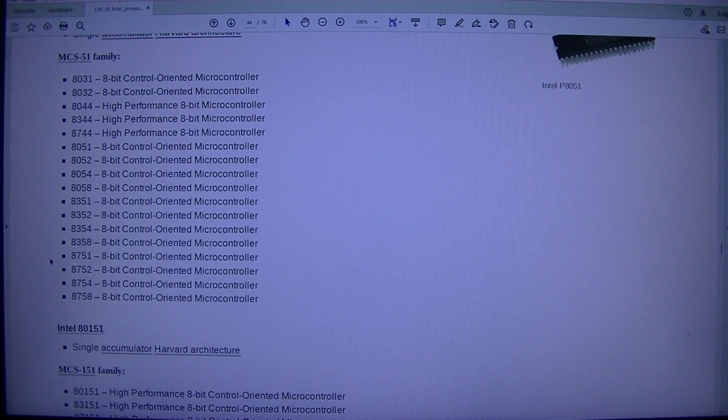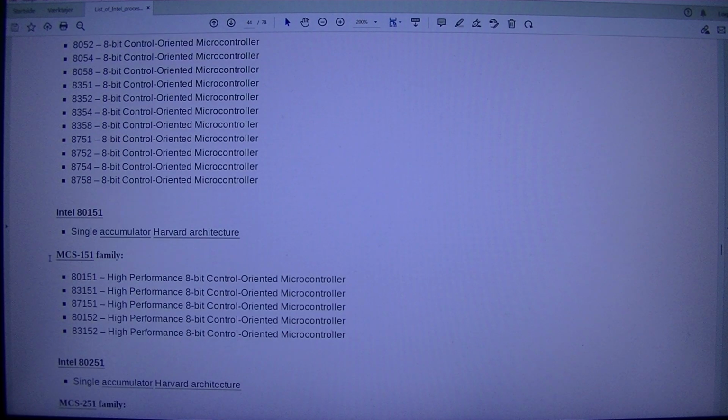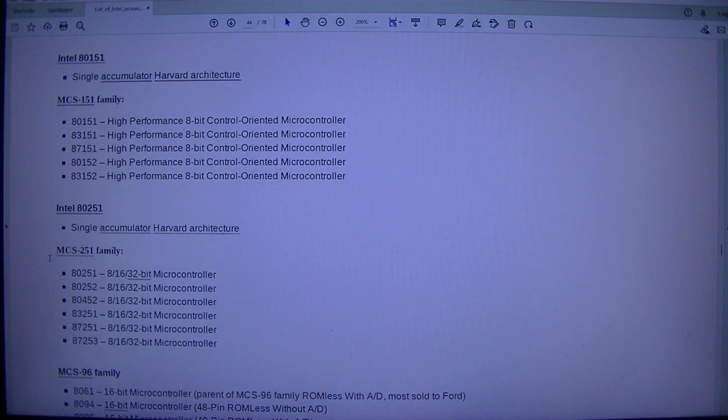8758 8-bit control-oriented microcontroller. Intel 80151. Single accumulator Harvard architecture. MCS 151 Family 80151 High Performance 8-bit Control-Oriented Microcontroller.